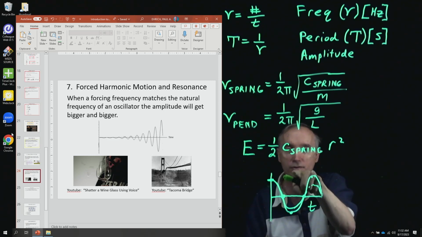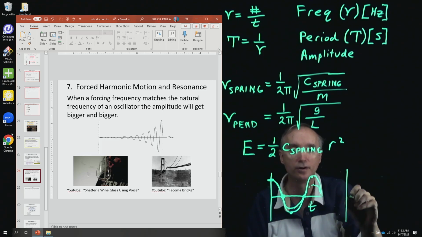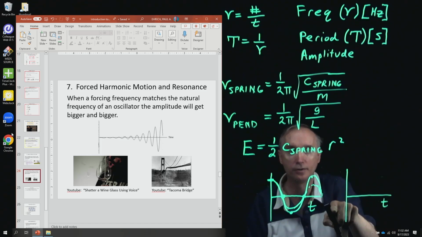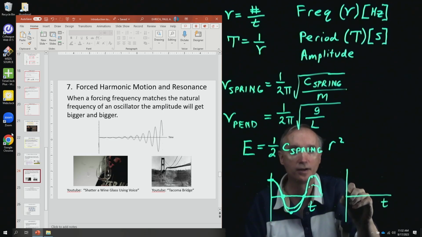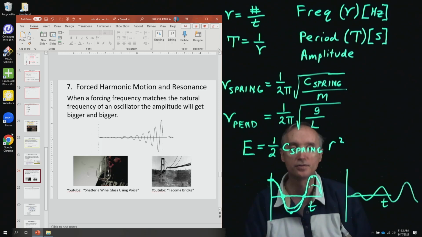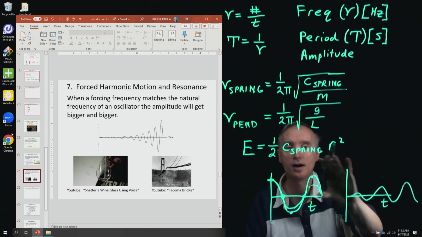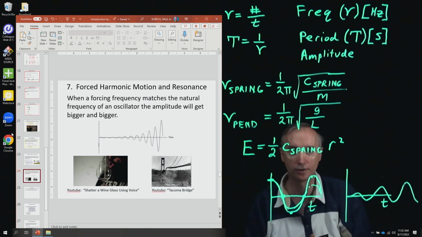Now look at this graph that's right next to it. It looks similar in that time is going sideways and the amplitude is going up and down. But notice that this time the amplitude starts out at zero, but then it starts to increase like that. So forced harmonic motion is going to be the opposite of damping. It's going to cause the amplitude to get larger and larger.